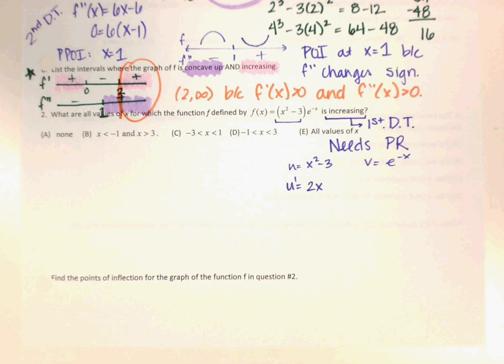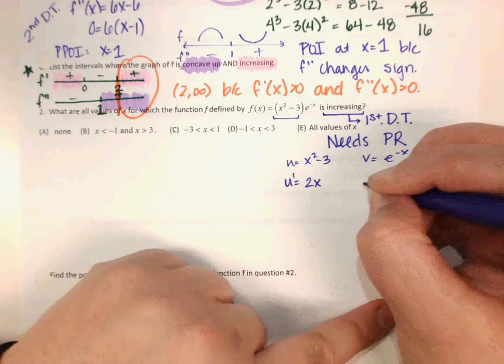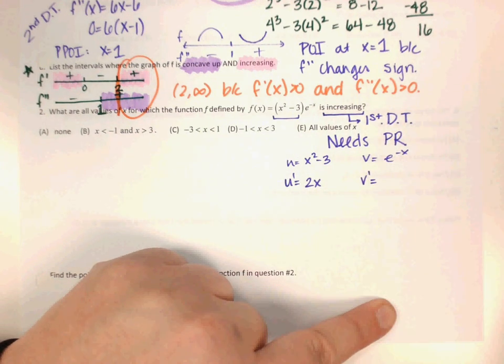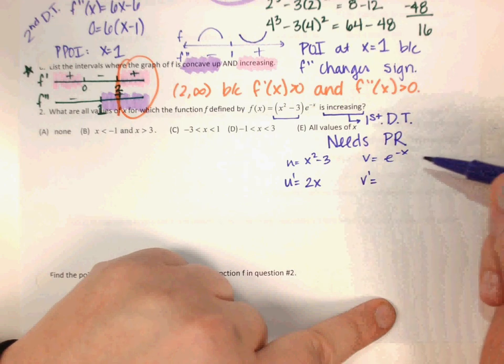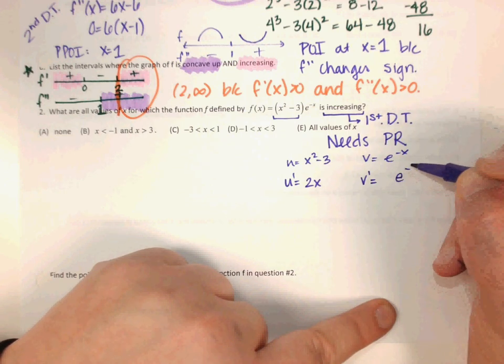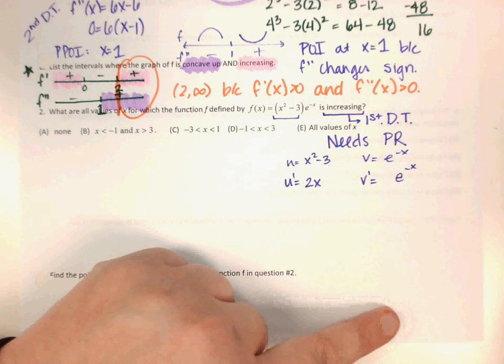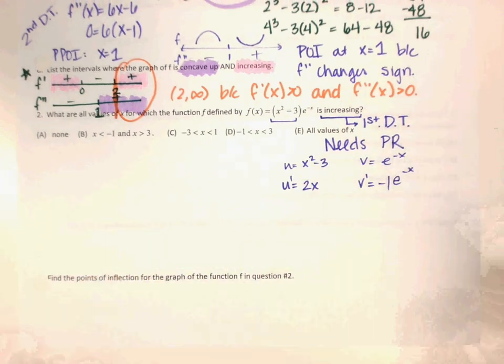e to the negative x, what's the derivative of that? It'd be e to the negative x times the derivative of negative x, negative 1. Wait, that's chain rule. You have to do chain rule for that?